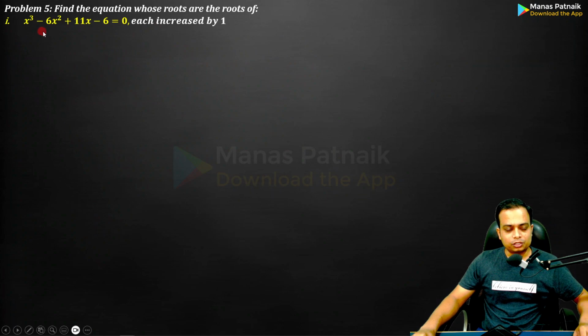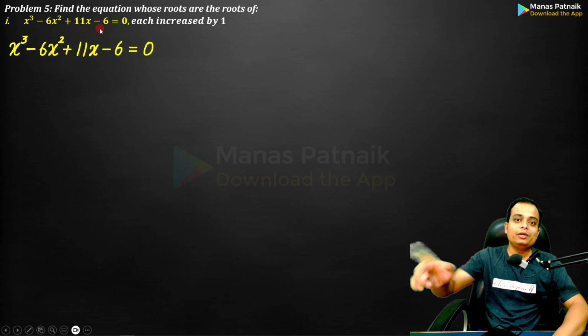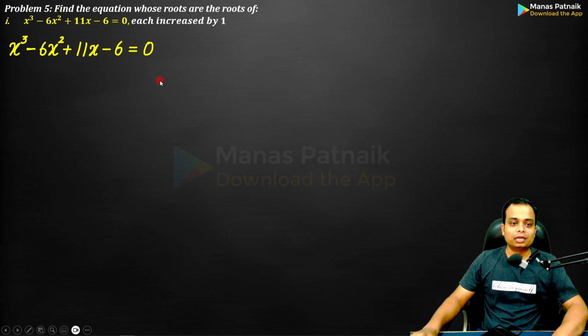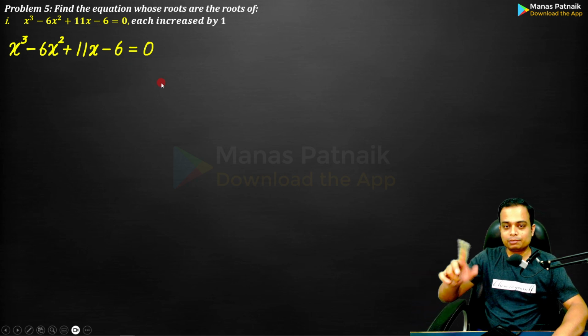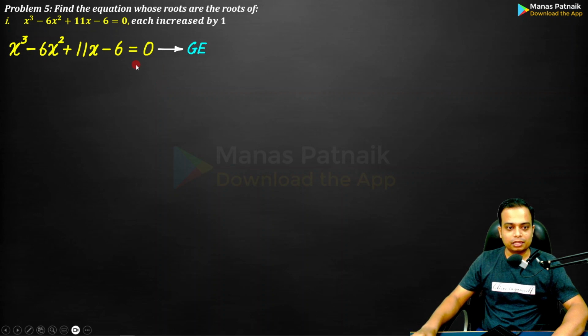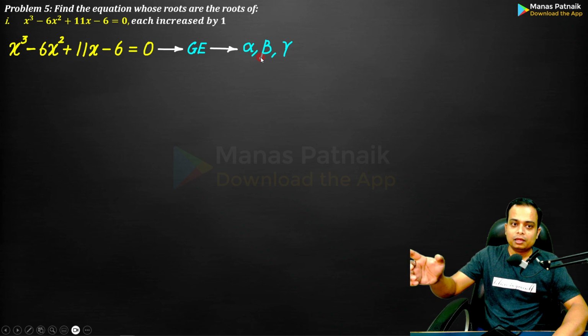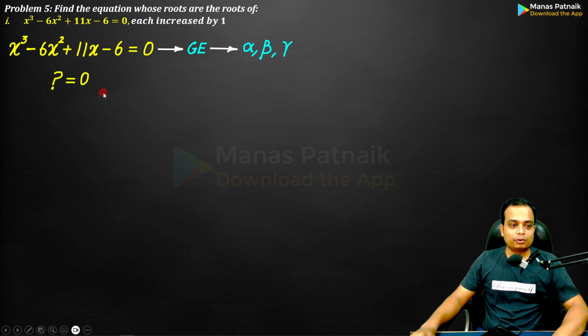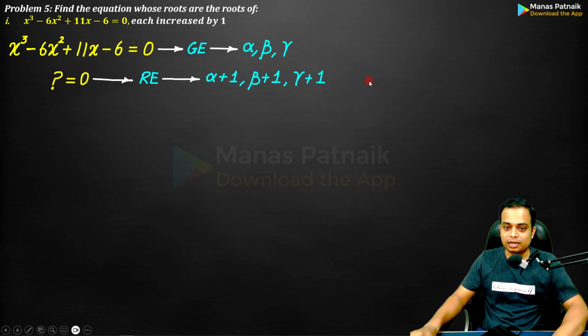The equation is x cube minus 6x square plus 11x minus 6. You need to find a new equation, the roots of which are increased by 1. Let me explain. This is our given equation. Let's say it has got 3 roots, alpha, beta, gamma. The new equation which we need to work out is still unknown to us, but this is the required equation and it has roots which are 1 more than the given equation, that is alpha plus 1, beta plus 1 and gamma plus 1.